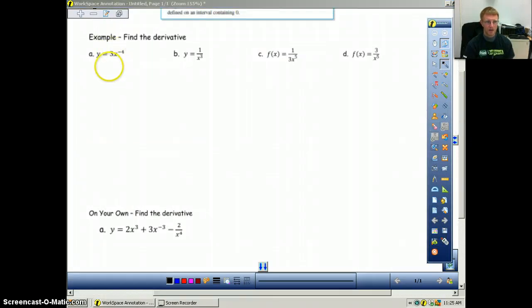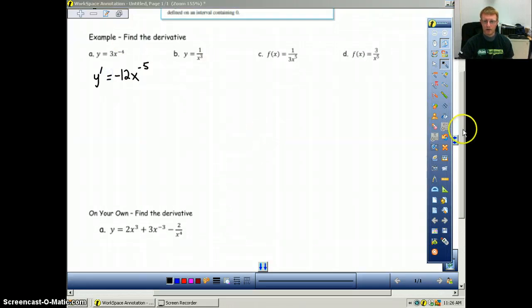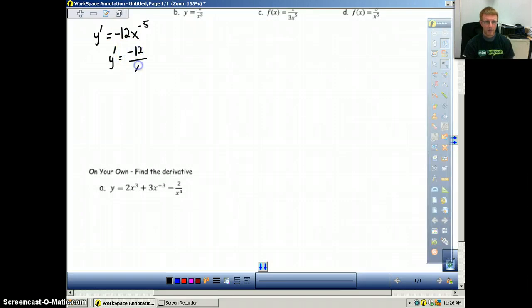So we have 3x to the negative 4th. First off, we can do our derivative really easy because we're just going to use the power rule. Negative 4 times 3 is negative 12x, and then this has to subtract 1, so it's going to go to negative 5. Now, if we wanted to rewrite this, we would leave the negative 12 where it's at, because that doesn't have a negative power. It would be y prime equals negative 12 on top and x to the 5th on the bottom. Okay, let's go to the next one.